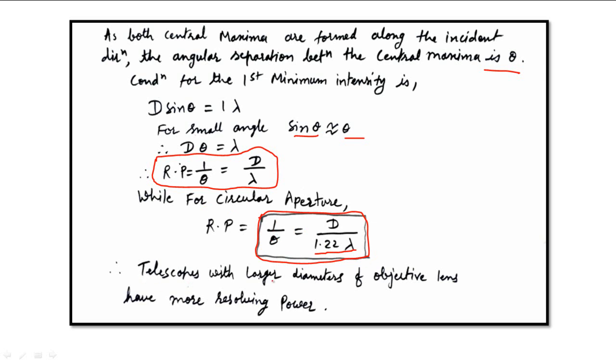This expression shows that since the resolving power is directly proportional to the diameter of the telescope, telescopes with larger diameters of objective lens have more resolving power.